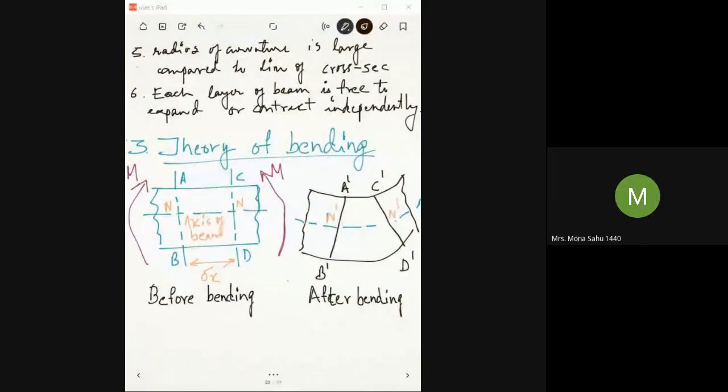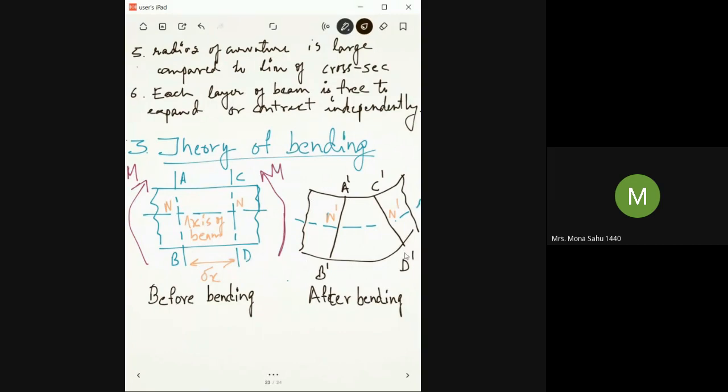All right, so if you see this particular diagram, can you notice that there is compression force taking place at A dash and C dash, and there is tensile force taking place at B dash and D dash. I told you in the assumptions, the Young's modulus of elasticity remains the same in tension as well as compression. So those are the assumptions that we're going to make.